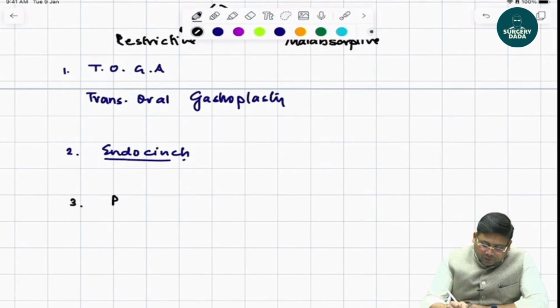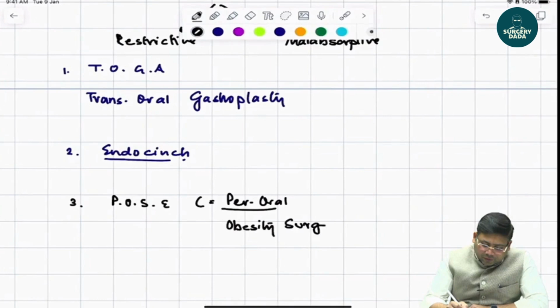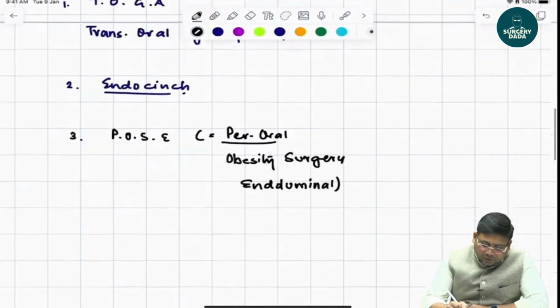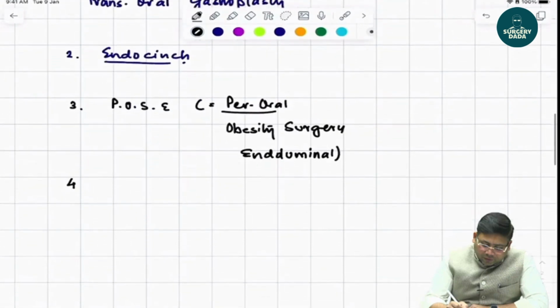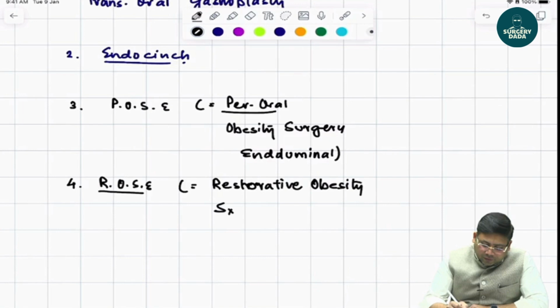The third we have is POS. What do you mean by POS? Answer is, it is per oral obesity surgery endoluminal. This is what is very important. We also have one more version of POS. We are doing the same thing, but if it is done post sleeve gastrectomy, this is what is known as ROSE. So we have POS, now we have ROSE. What is ROSE, students? It is restorative obesity surgery endoluminal. So these are certain important things that we need to understand.